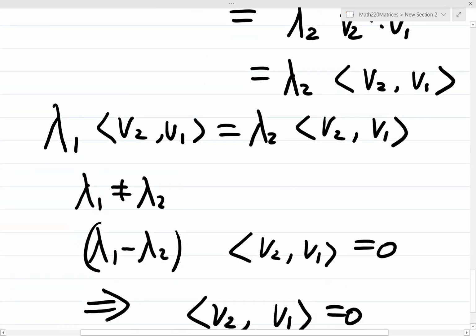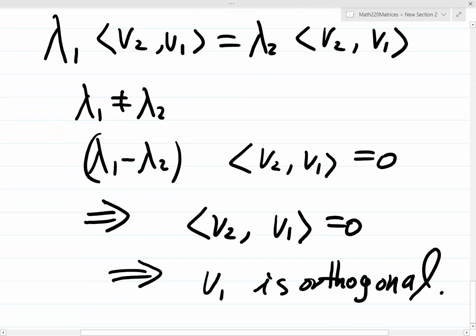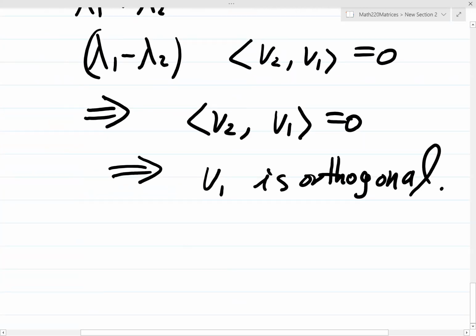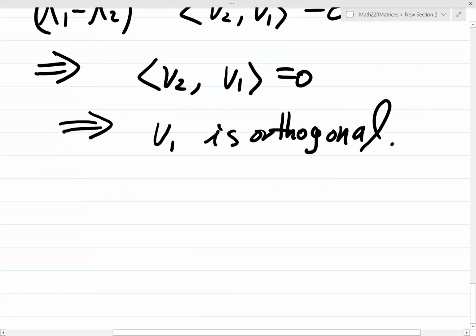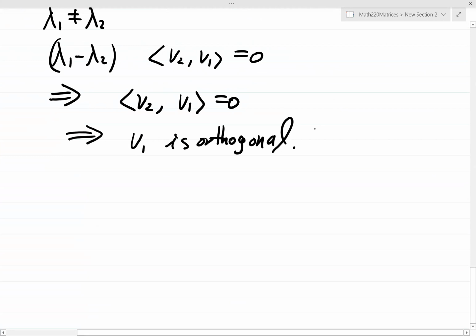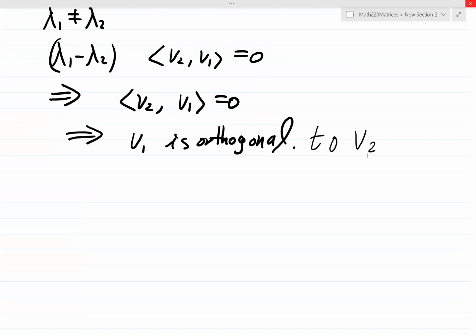Here lambda 1 minus lambda 2 is non-zero, because the two eigenvalues are distinct. So we finally get that the dot product should be 0, which means v1 is orthogonal to v2. Okay, so we are done.